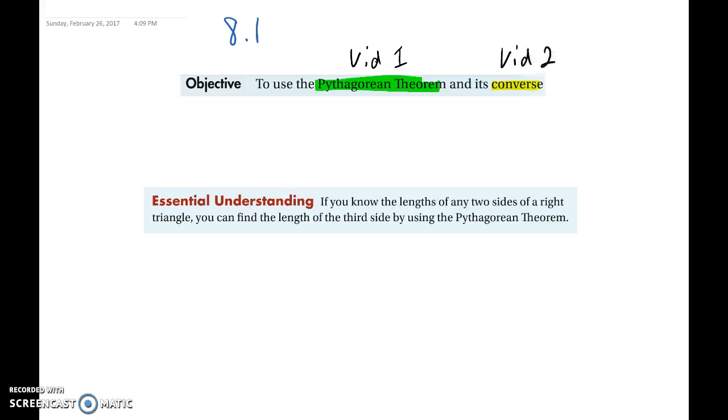All right, for this video, what we're going to do is our essential understanding. What I want to make sure that you know at the end of this video is to be able to use the Pythagorean theorem to solve for a missing side, so to find a third side of a right triangle. We've already done questions with the Pythagorean theorem before, so this really is not anything new. But we will learn about a few different new things, and also how we can use the Pythagorean theorem to determine what type of triangle we have as far as acute, obtuse, or right.